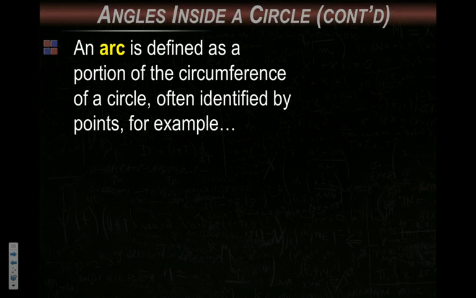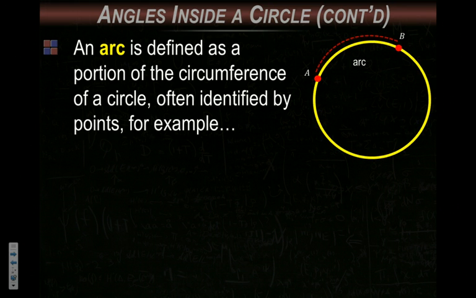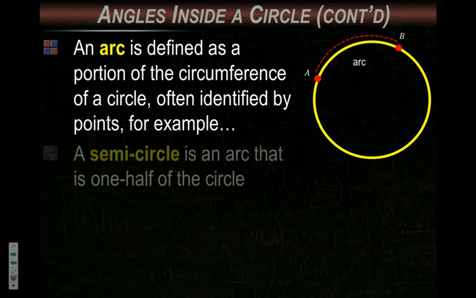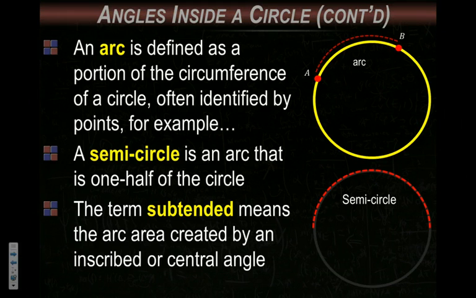Now, an arc is defined as a portion of a circle. That's pretty simple, okay? So it's often identified by points. The way you can describe an arc is to say, well, there's an arc between A and B. So that's what it's talking about, this arc here that's going between A and B. It's a portion of the circle. If you have an arc that's half of the circle, it's called a semicircle, right? A semicircle is an arc that's half of the circle, okay? The other term, and you're only ever going to run across this term in geometry, the term subtended means it's an arc created by an inscribed or a central angle, okay? In a minute, you'll kind of get more context to what I mean by that.